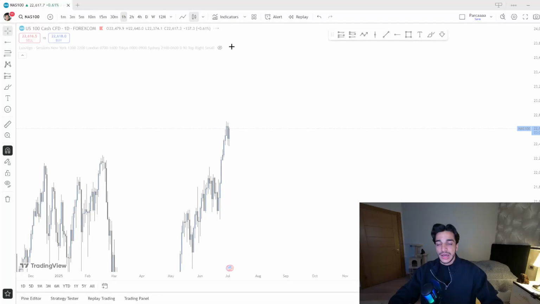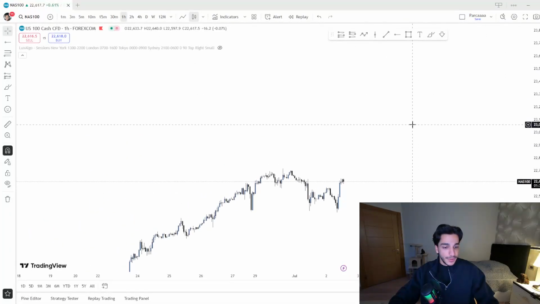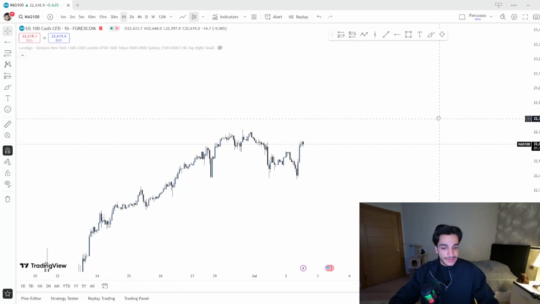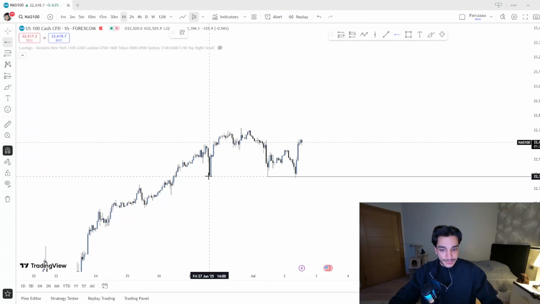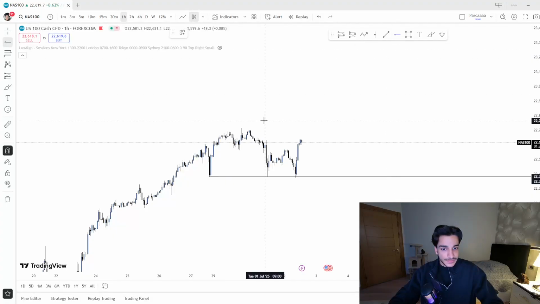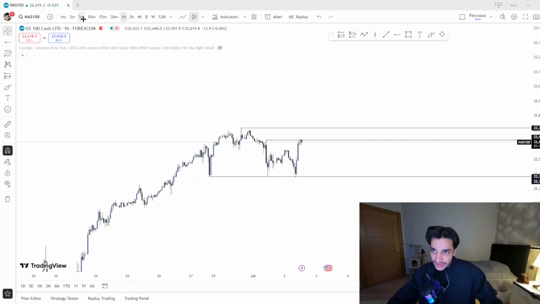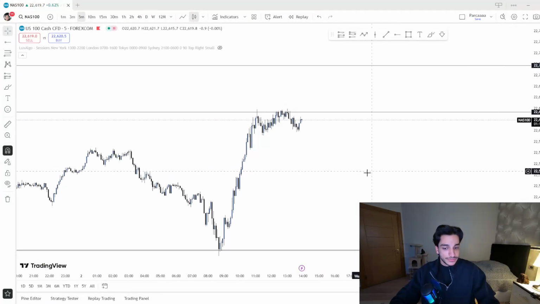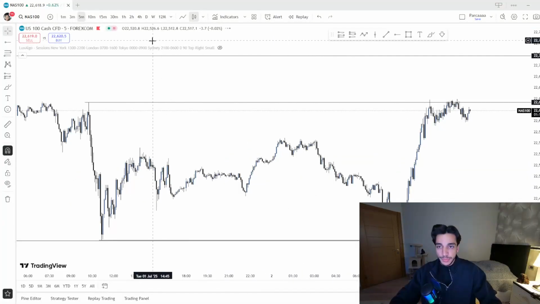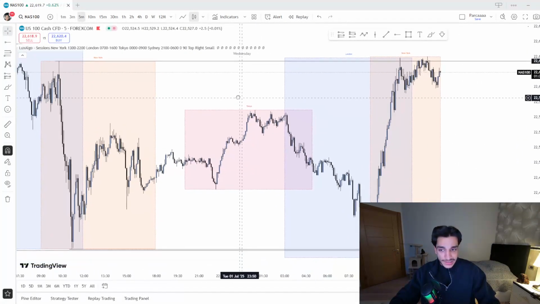Then I jump into the 1 hour time frame and I mark my important liquidities like this, like this, and like this. Then I jump into the 5 minute time frame and open my session. Then what do I see?